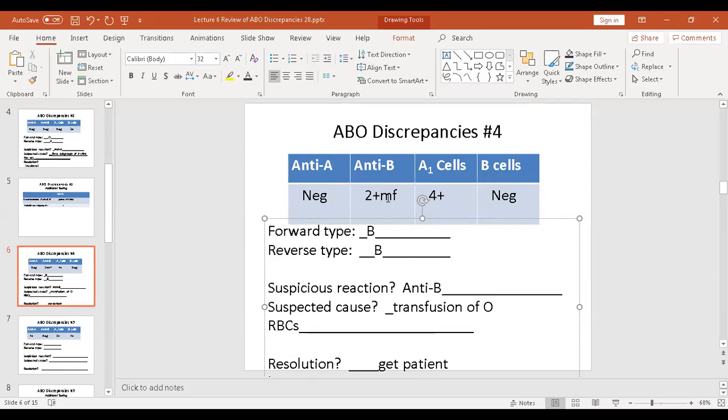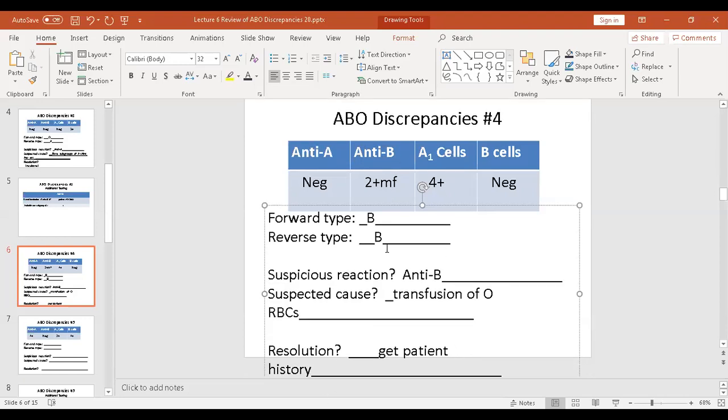Okay, so let's just talk about what's going on in the tube. So this recipient of the transfusion truly is type B. So their B cells in the tube are reacting with the anti-B. However, if they were transfused with type O red cells, we know O red cells lack all antigens for ABO, and so the O cells are remaining in solution in the tube, and that explains the mixed field. So getting the patient history would really resolve, and it's really truly not a discrepancy, but it would explain the mixed field.